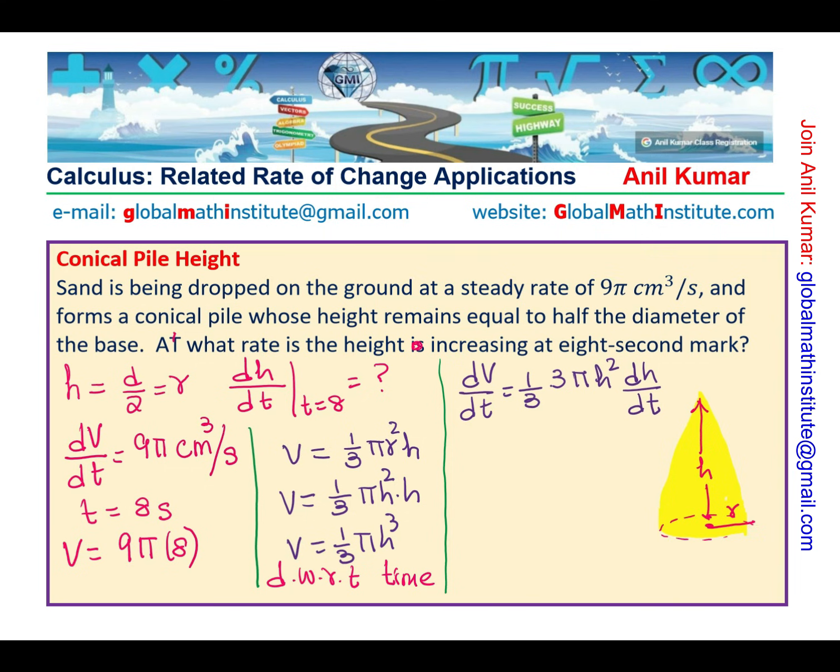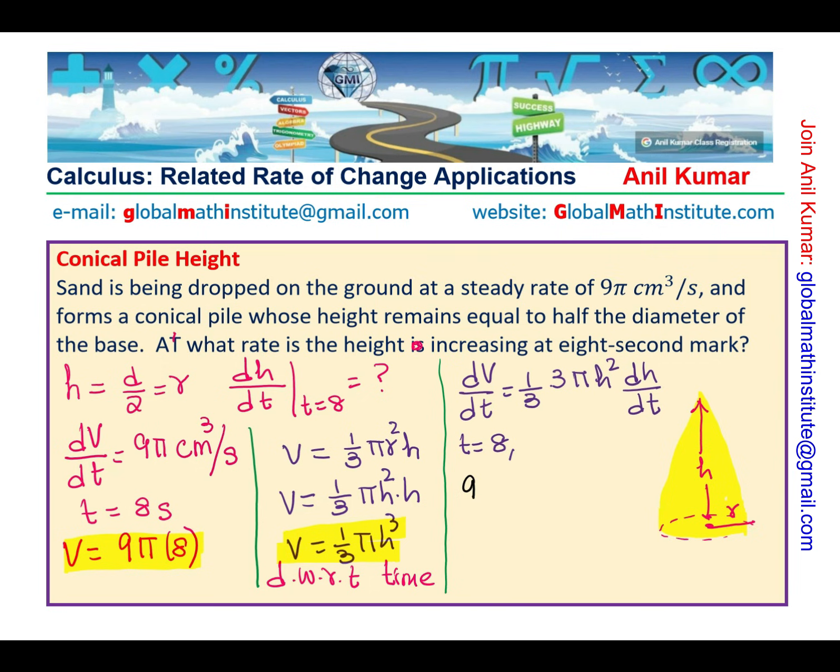Now, we also know that when t is equal to 8, we should know what the height is, right? Because h squared is there. So when the volume is 9 pi times 8, which is 72 pi, and this is the formula for volume, we can find what the height is, correct? So we'll use this. 9 pi times 8 is 1 by 3 pi h cubed, right?